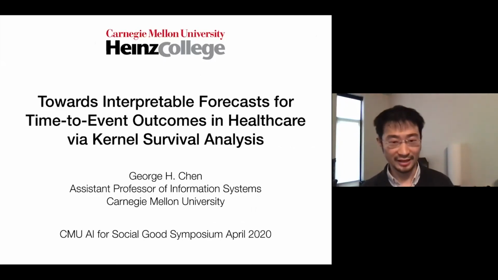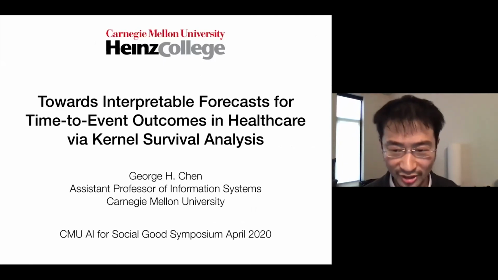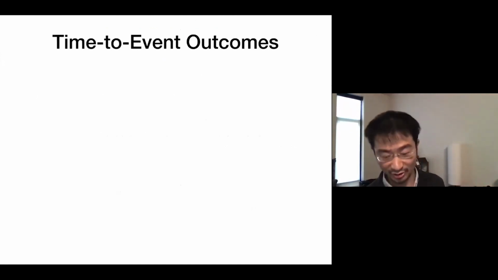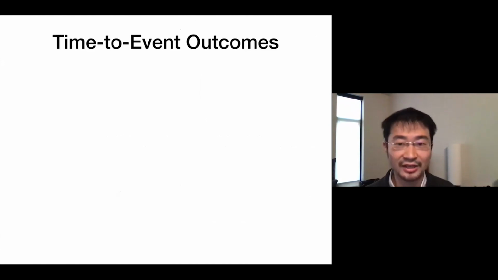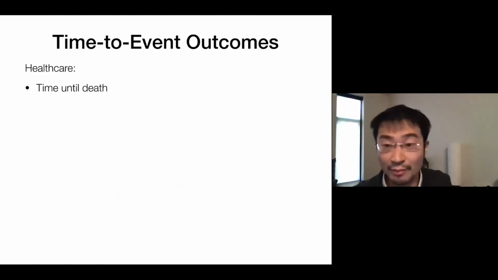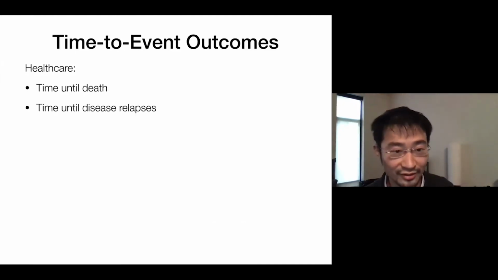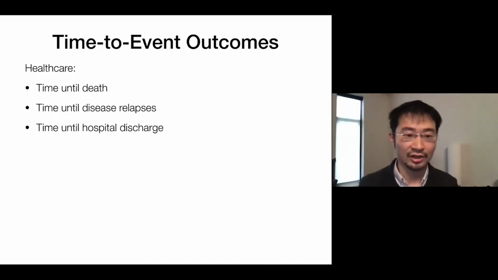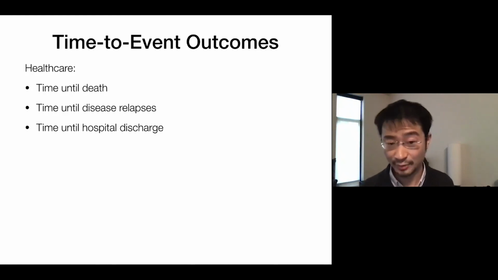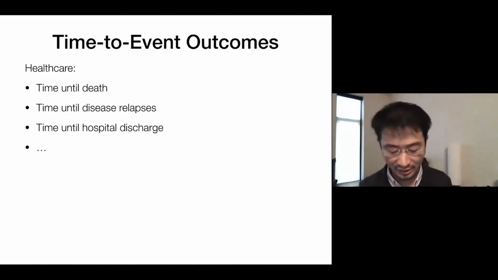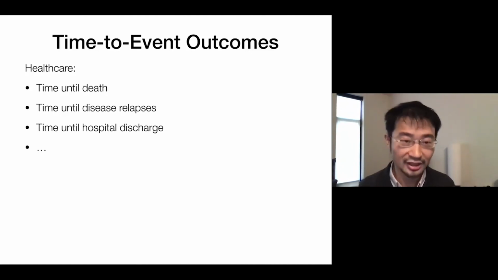Hello, everyone. Today I want to talk about some ongoing work I have on time-to-event outcomes. So, predicting time-to-event outcomes. In healthcare, for example, you have things like predicting time until death or time until a disease relapses for relapsing remitting diseases. Things like time until someone leaves a hospital. And there are a bunch of other examples from healthcare, which will be what I will be focusing on.